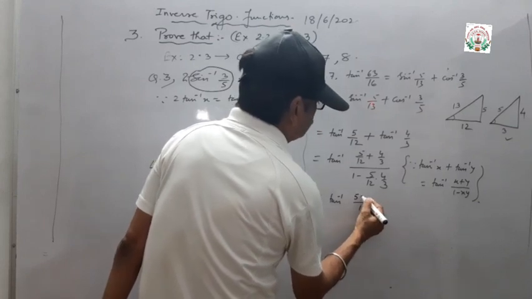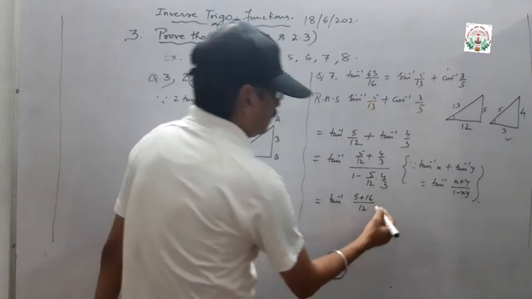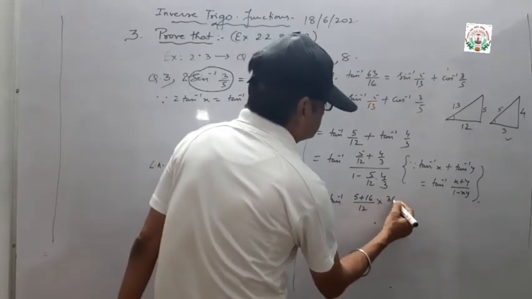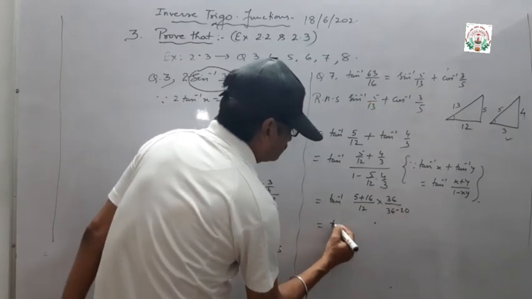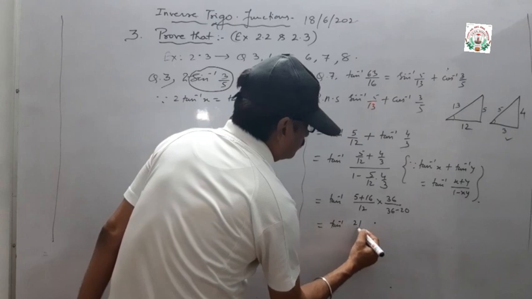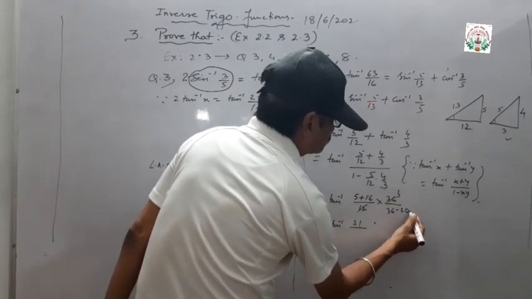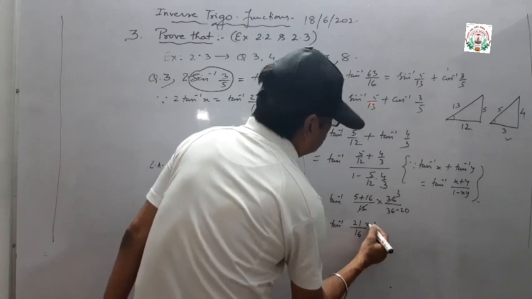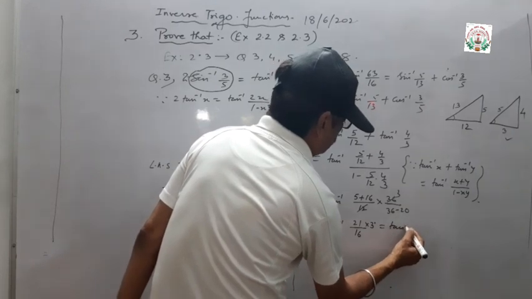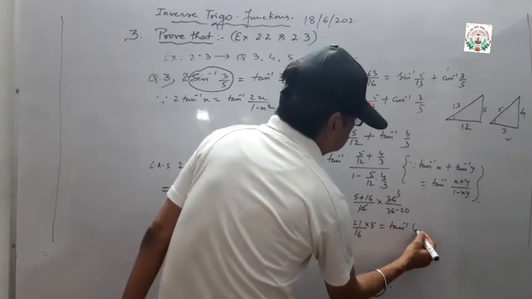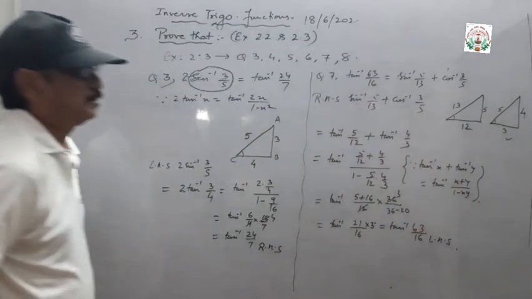So 5 plus 4 into 4 16, and here the 36 and 36 minus 20. So tan inverse of 21, 12 into 3 36, 36 minus 20 16 into 3, that is tan inverse of 21 into 3 63 upon 16. So that is our RHS.